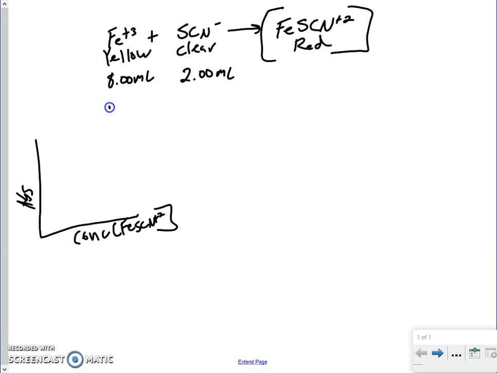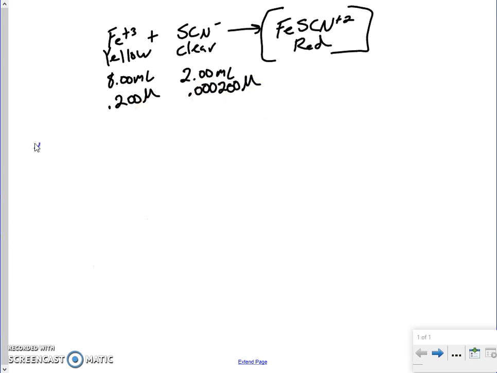So how do we do that? Well, first off, this guy was 0.2 molar, and this guy was 0.0002 molar, both with 3 proper sig figs all the way through. Okay, it's a limiting reaction problem. So we have to work through it that way.